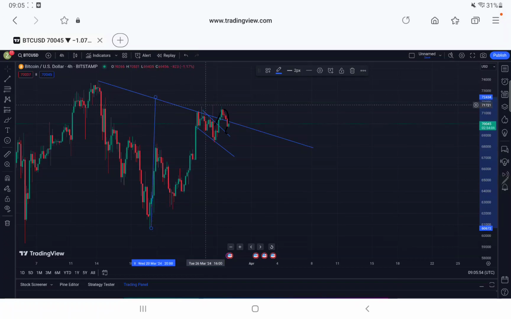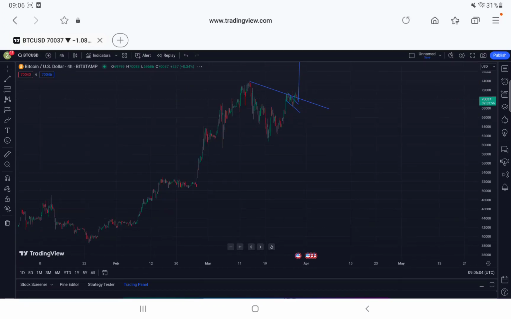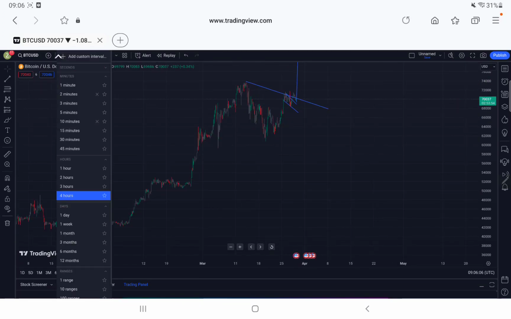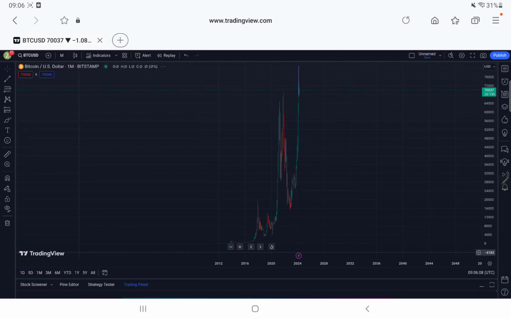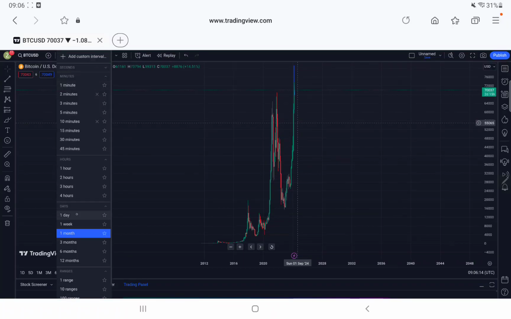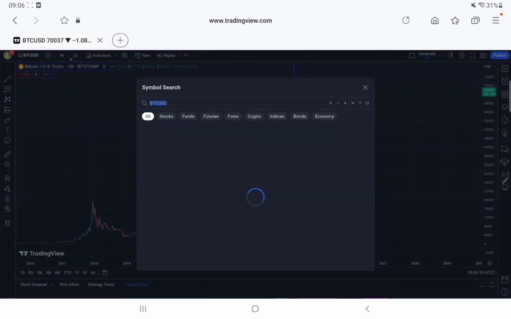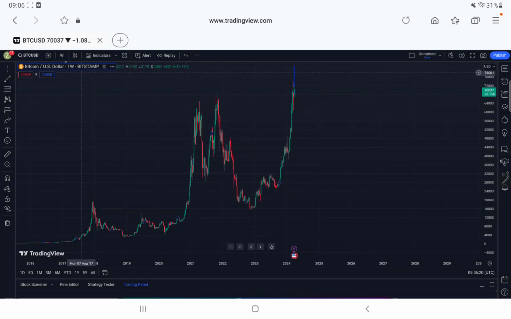So if we take a measured move from something like this, get rid of this quickly, take a measured move from the break. You're going to do it from the retest actually. That would put us considerably higher. We're looking at something stupid like 80,000 or something like that, because that is about a 10k move. Now that could happen, although I think it's very unrealistic.